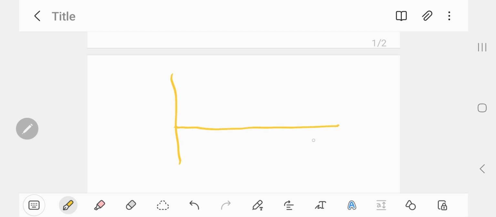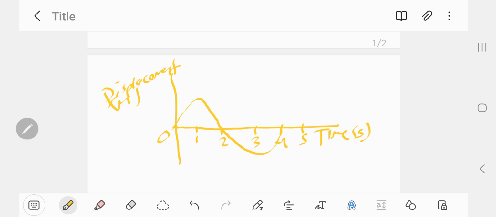Let's call this time, in seconds. Let's call this displacement, in meters. So the origin is here. Let's suppose it's 1, 2, 3, 4, 5, and so on. And I'll draw something like this, as best I can.